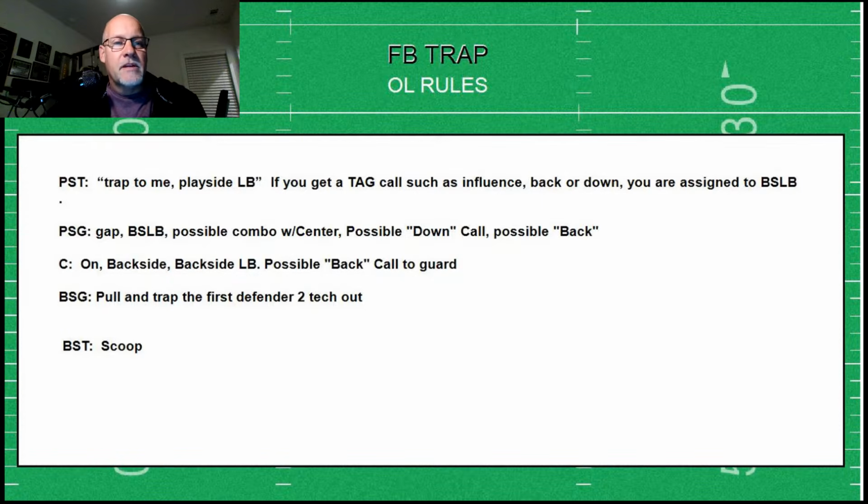Knowing that, the type of call you get is going to determine who you block. Play side guard, our rule is gap first because we could block down on a gap defender. You're going to look at backside linebacker, possible combo with the center versus a 50 front, and a possible down call. Because if you get an inside gap, you're going to call it down, so everybody knows we're going to kick the next man outside. And a possible back call from the center. If the center's covered and he's blocking back on the backside guard for a trap, somebody has to block the guy on top of the center, so he's going to give a back call.